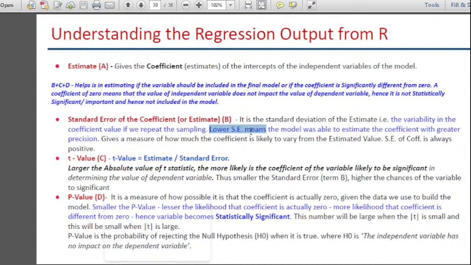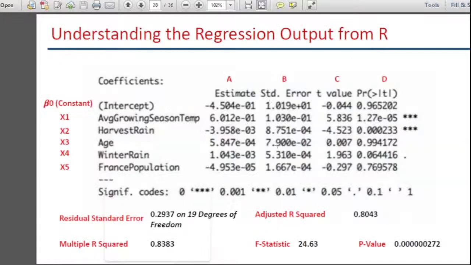So it means the lower the standard error, the more precisely the model can estimate the coefficient. This gives a measure of how much the coefficient is likely to vary from the estimated value. The standard error of the coefficient is always positive. So what we should be looking at is that this value should be as low as possible. The lower the value, the more likely it is a significant variable, because variability is less. But the story does not end here.